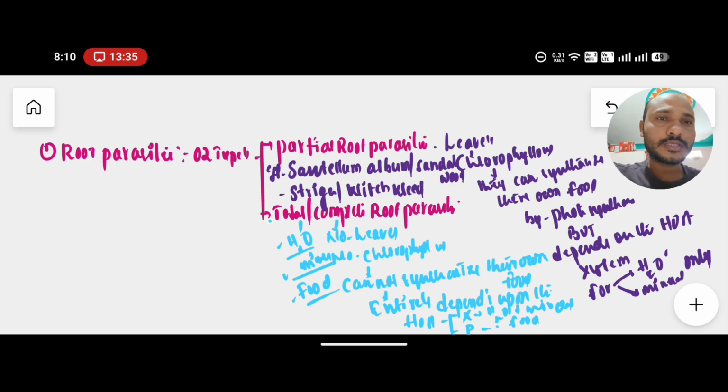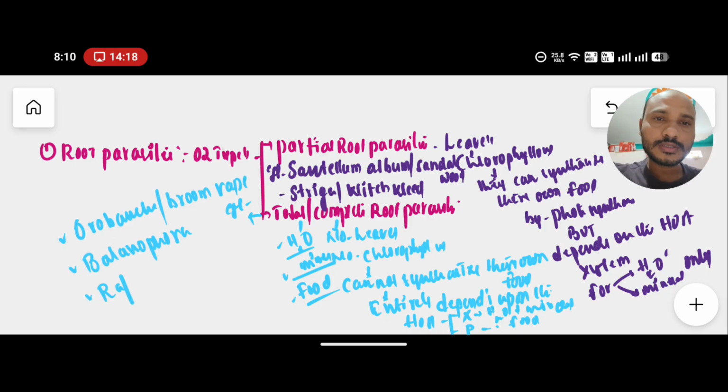Now here we have a few examples for parasitic total or complete root parasitic plants. Here I am writing examples. We have three important examples as per NCERT. One is Orobanche, also called broomrape, one more example is Balanophora, and one more example is Rafflesia.